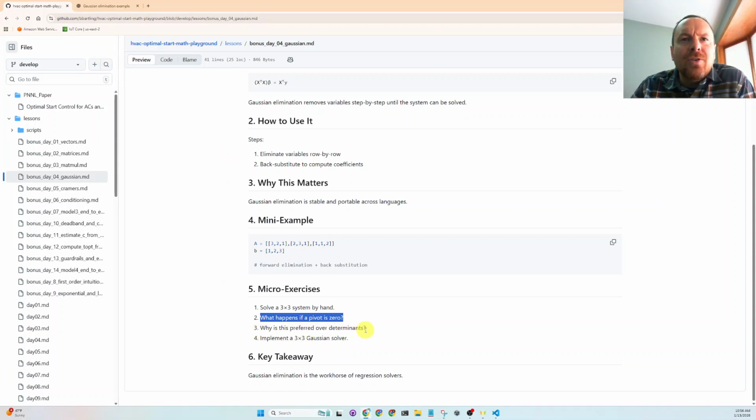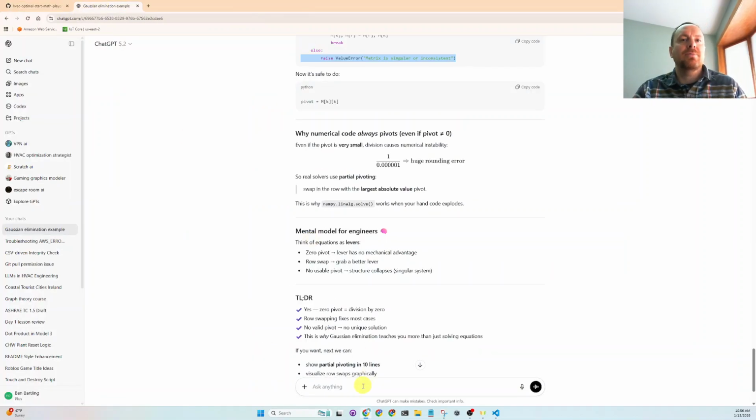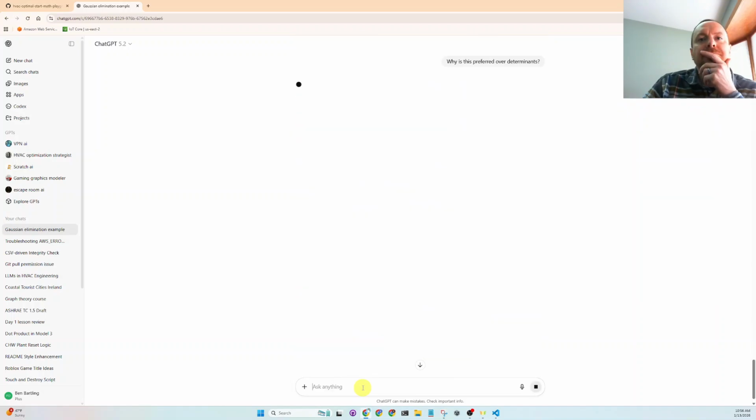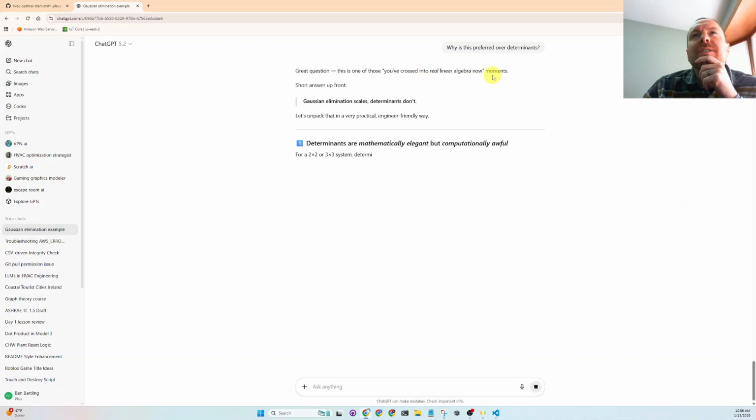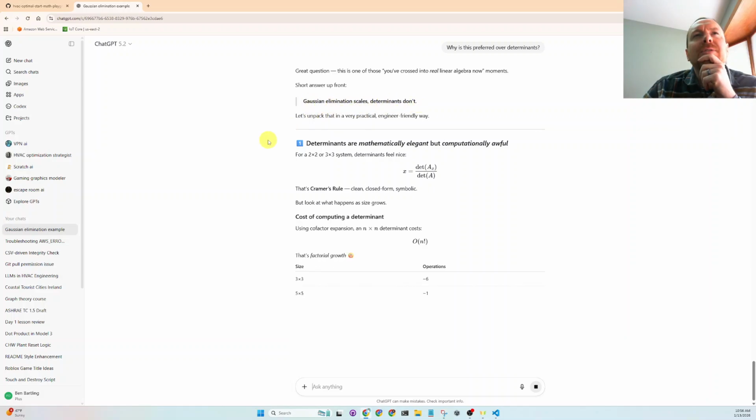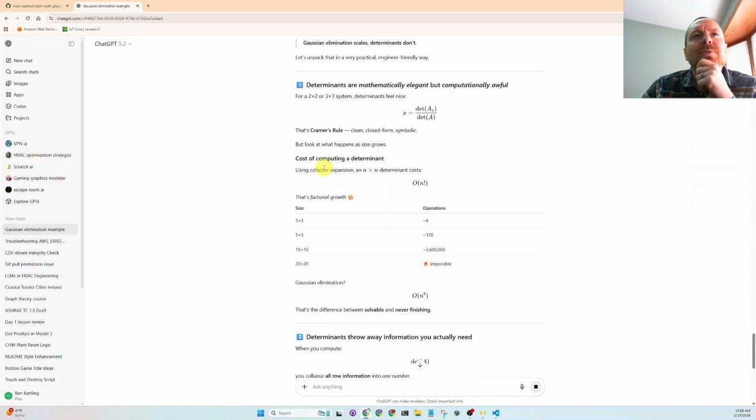Why is this preferred over determinants? Let's see what ChatGPT says about this one. You've crossed into real linear algebra moment. Gaussian elimination scales, determinants don't. Determinants are mathematically elegant, but computationally awful. That's Cramer's rule: clean, closed form, symbolic, but the cost of computing a determinant using cofactor expansion is n times n determinant costs.